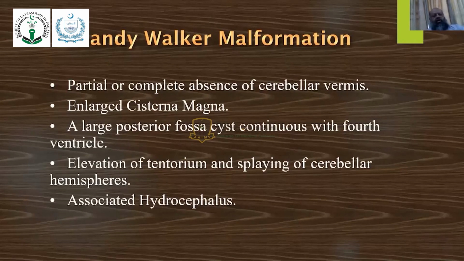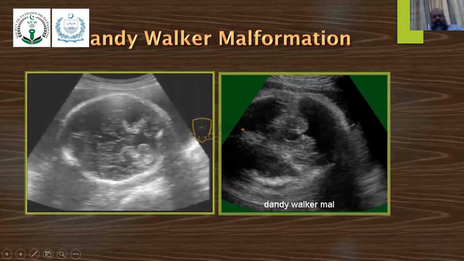which is the partial or complete absence of the cerebellar vermis and a large cisterna magna, a large posterior fossa cyst, continuous with the fourth ventricle, elevation of the tentorium and splaying of the cerebral hemispheres. Associated hydrocephalus can also be seen. Here you can see the occipital region, cerebellum, the vermis of the cerebellum is not formed. That's why we call it agenesis of the vermis of cerebellum.